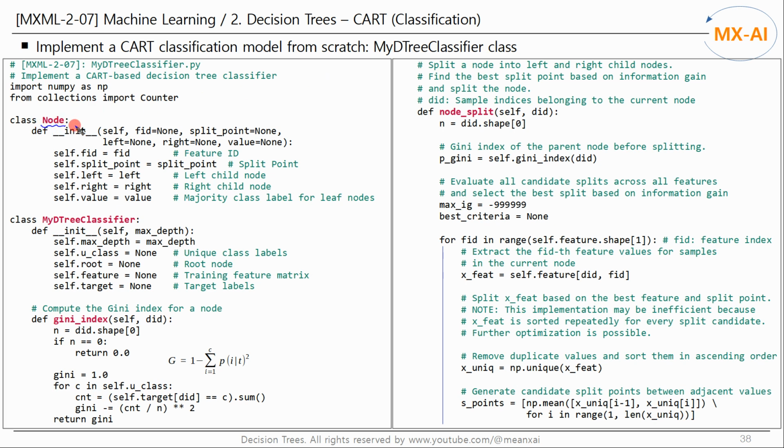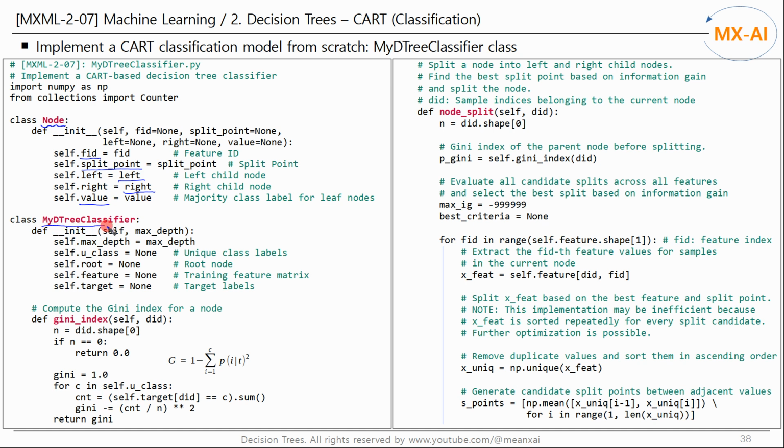First, we define a node class to store the key information for each node in the tree. A decision tree consists of split nodes and leaf nodes. For each split node, we store the feature index and split point used to divide the data, along with references to the left and right child nodes. If a child node is not a leaf node, it contains the data indices assigned to that node. For each leaf node, we store the final predicted class label.